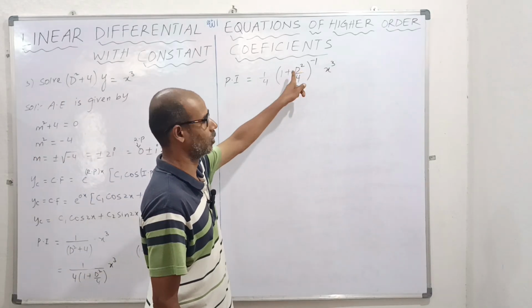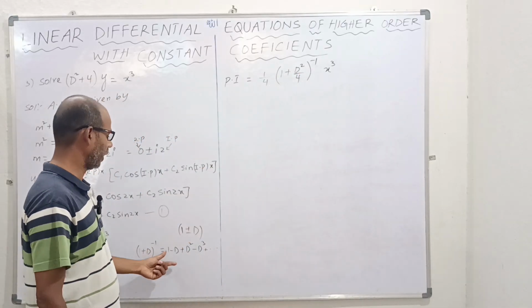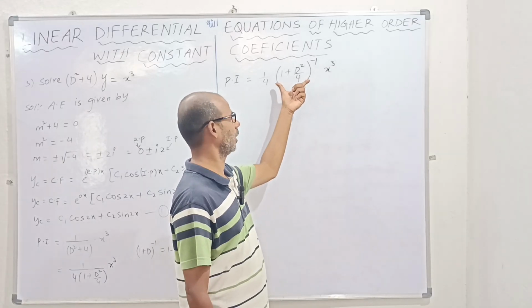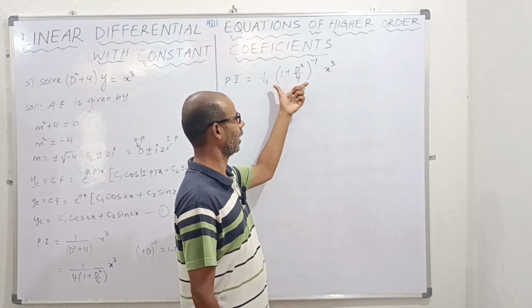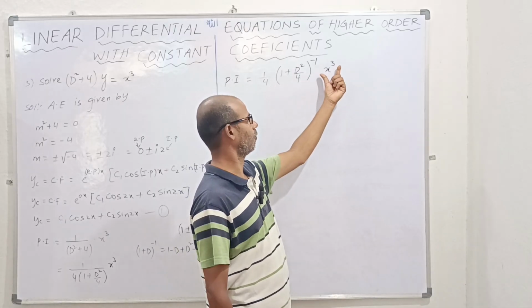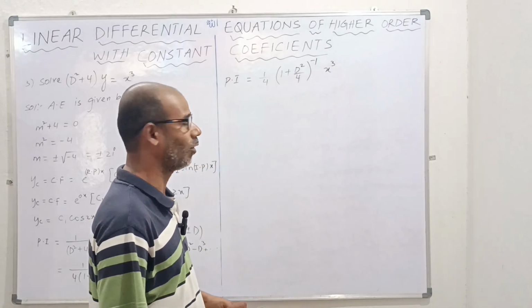1 plus d. Instead of d, we have d square by 4. 1 plus d to the power minus 1. So how many terms do we have to use? We have to use only the terms in the expansion up to the term where the derivative of the function will vanish.